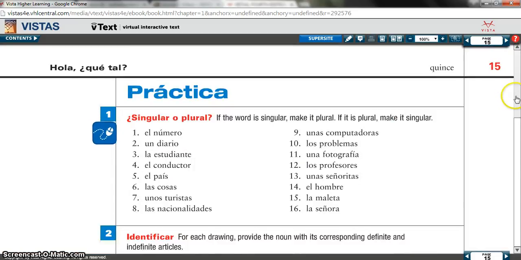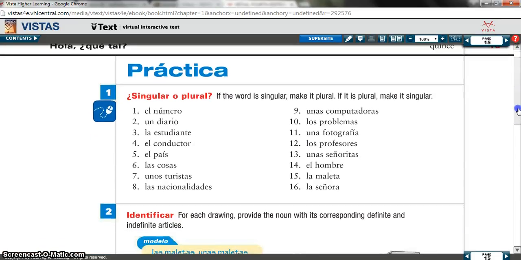Let's see if there's anything else to mention on 15. So look through these and decide singular or plural. Singular or plural. So you can look at the ending. Does it have an S? And then also look at the article. It will tell you is it singular or plural, and you can make it the opposite. So el número, plural, would be los números. Un diario would be unos diarios. La estudiante would be las estudiantes. El conductor, los conductores. El país, los países.